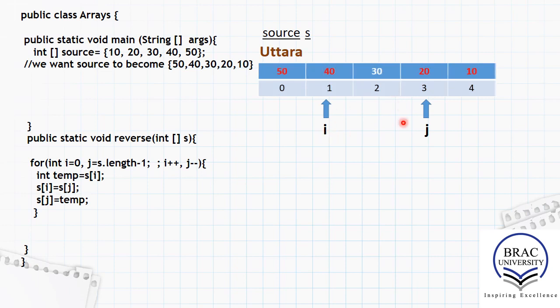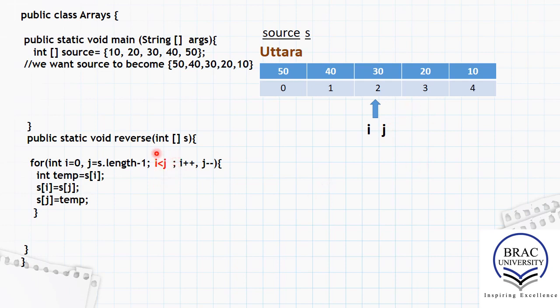In the next step, i will point towards 2 and j will also point towards 2. You see over here that no swap is necessary. The last swap was when i was 1 and j was 3. So when i and j are equal, I no longer need to swap any values. So how long did we have to do the swapping? We had to do the swapping as long as i was not equal to j, right? So we need to do the swapping as long as i is less than j.